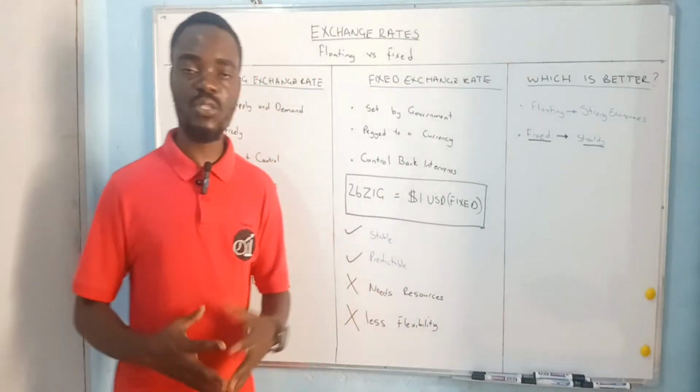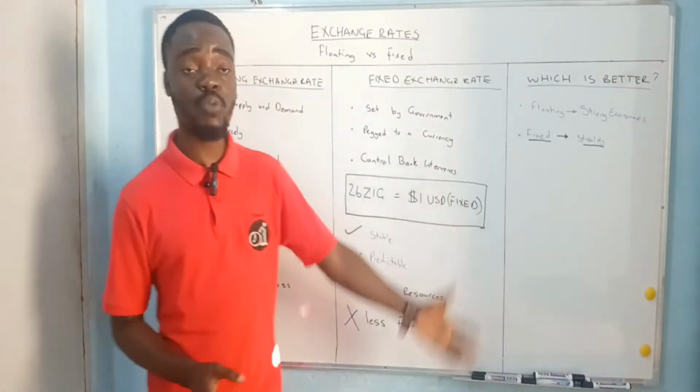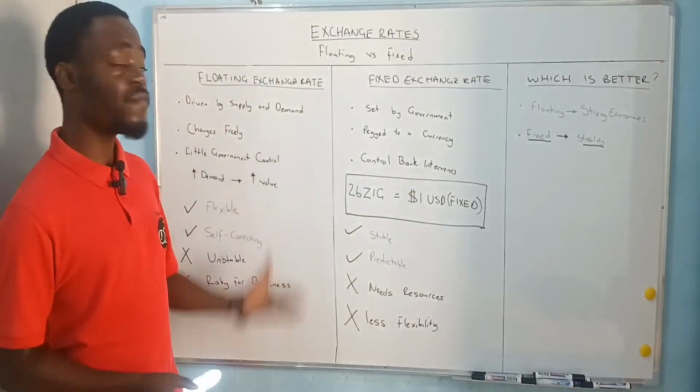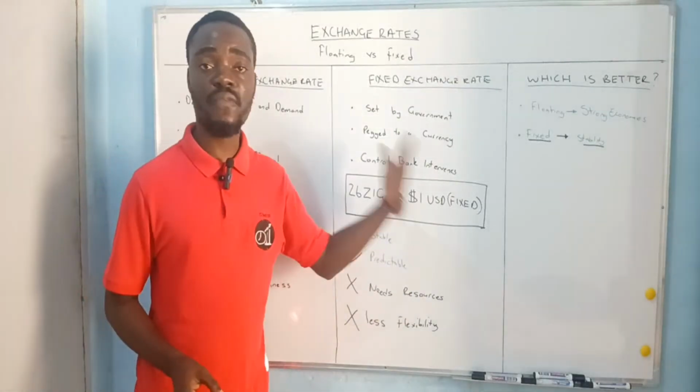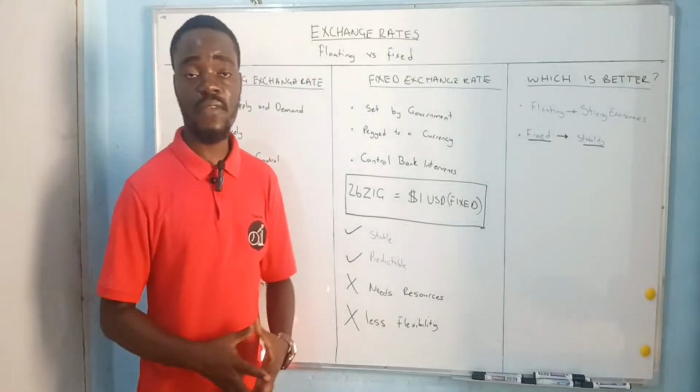So usually governments all around the world use what you call a managed exchange rate system, where they use the benefits of both worlds. In some instances, they'll use the floating exchange rate. In some instances, they'll use the fixed exchange rate. So this is the discussion about the fixed and floating exchange rate.